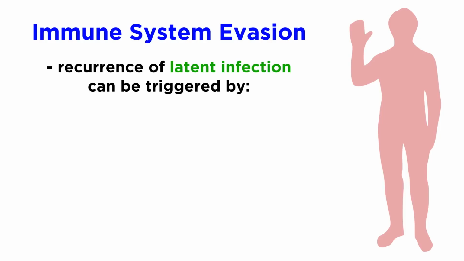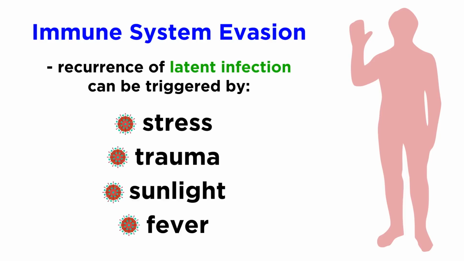HSV has evolved complicated mechanisms to escape the immune system as well. When it comes to latent infection, things like stress, trauma, sunlight, or fever can trigger a recurrence, causing the virus to replicate within a nerve cell all over again. Interestingly, latency and recurrence can vary a good bit between people. For example, some people may never experience symptoms during recurrence, but can still spread the virus to others.